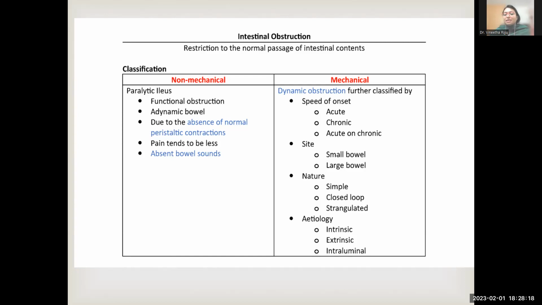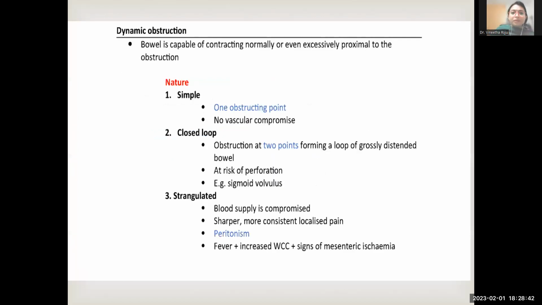Or it could be simple, closed loop, or strangulated. It can be intrinsic, inside the lumen obstructing. It can be extrinsic, outside the lumen, putting pressure on the lumen and obstructing. Or it can be intraluminal, where you have the tumor invading in and obstructing. So depending on the nature, we could also call it simple obstruction, closed loop obstruction, or strangulated obstruction. In strangulated, the blood supply itself is compromised.